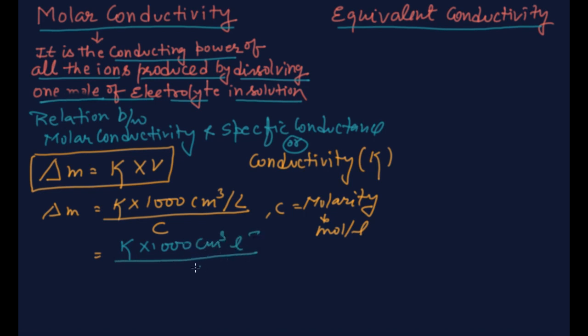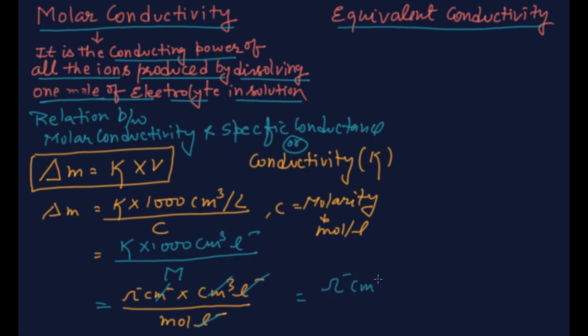In place of C, you please first put M. M stands for molarity. Now keep the unit of kappa. Kappa, you know very well, is ohm inverse centimeter inverse, multiplied by centimeter cube liter inverse. And the unit of molarity is mole liter inverse. Now you start to cut. You can cut liter with liter, 1 centimeter with another centimeter. So the unit is coming ohm inverse centimeter square and mole inverse.